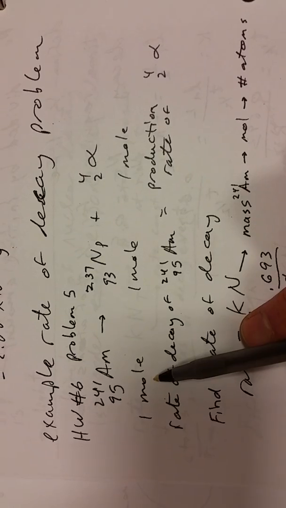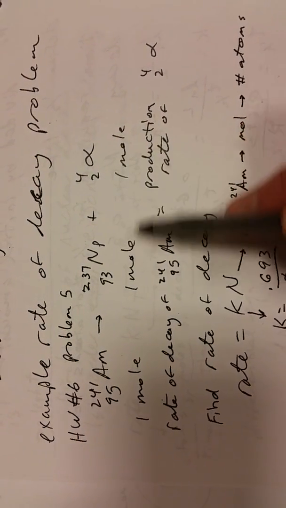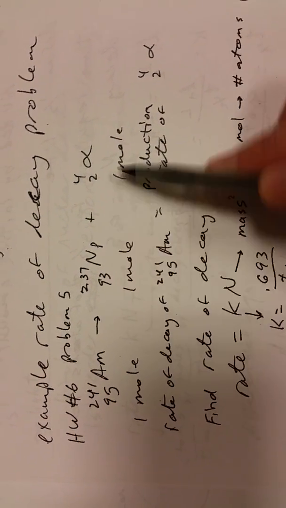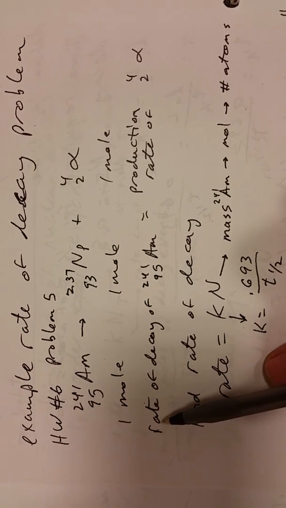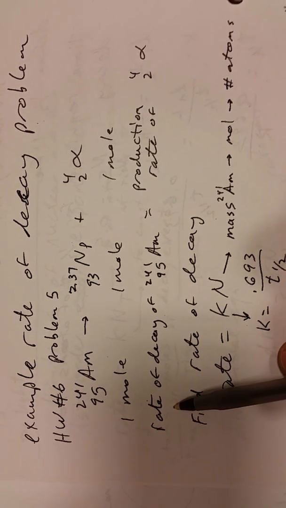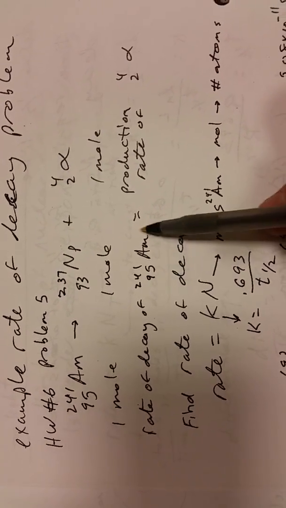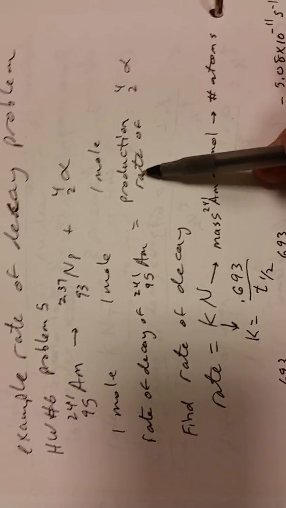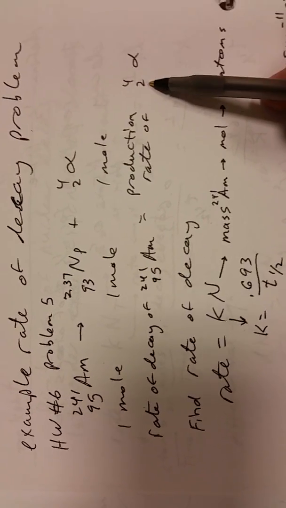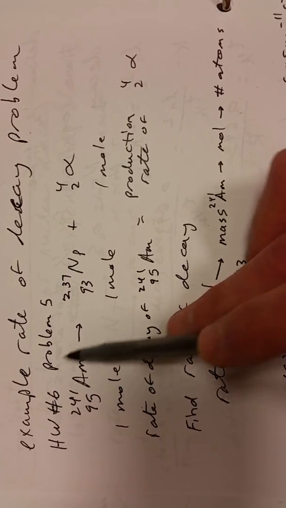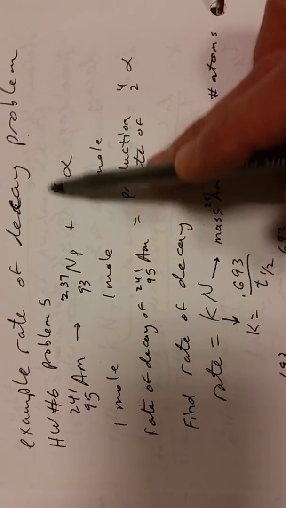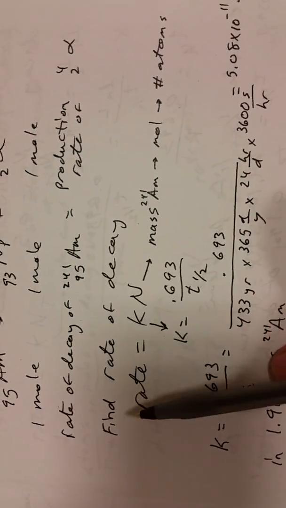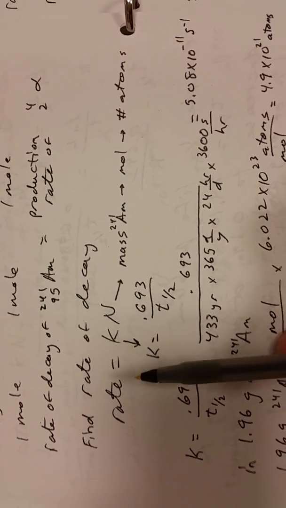Now notice the stoichiometry here. We have 1 mole of each of these, or the molar ratios are the same. And we also need to recognize that the rate of decay of americium-241 is also the production rate of the alpha particles. So every time an americium disappears, it produces 1 alpha particle. And so the question is asking to find the rate of decay.